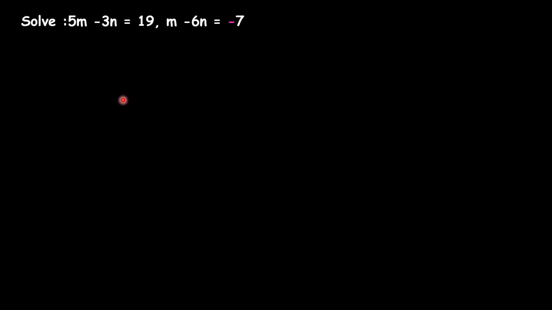Now example number 4. Solve 5m - 3n = 19 and m - 6n = -7. The first step, we have to write both equations in general form, but these two equations are already in general form. Therefore equation 1 is 5m - 3n = 19, and equation 2 is m - 6n = -7.